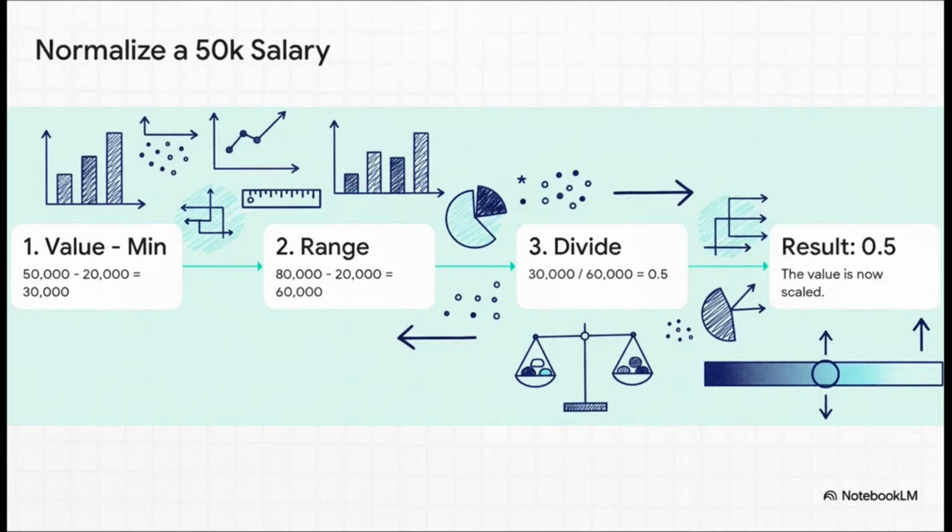Let's make this real. Imagine we have a salary of $50,000, and in our data set, the lowest salary is $20K and the highest is $80K. Step 1, we see how far our value is from the bottom. That's $30,000.